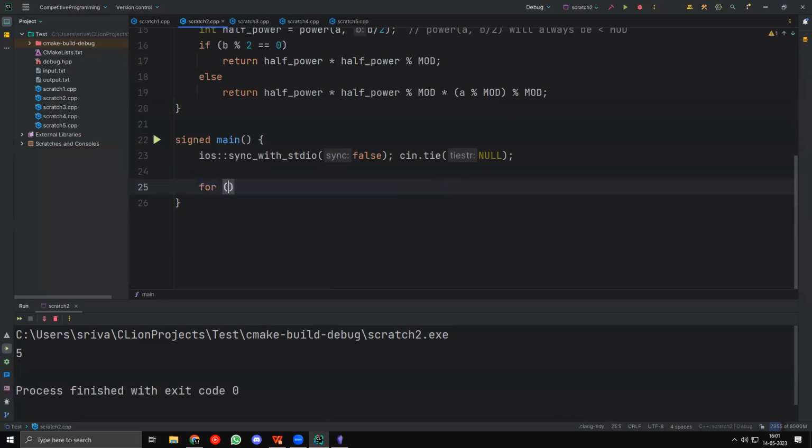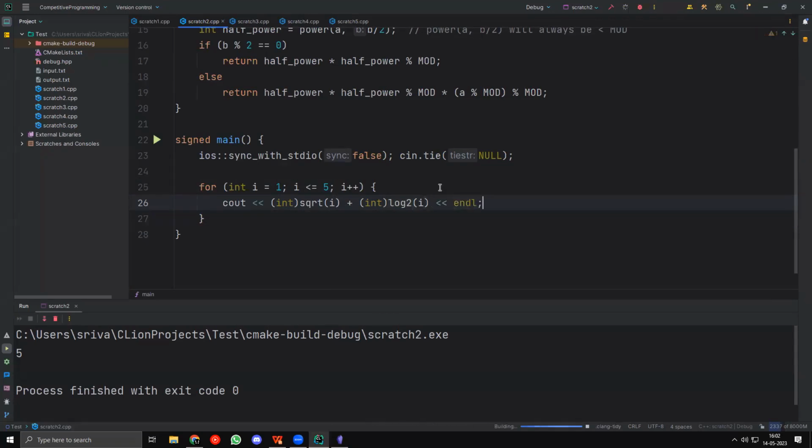Let me just say for int i equal to 1, i less than or equal to 5, i plus plus. Now I'll output a completely random pattern. So let's say I output int square root of i plus int log 2 of i. And let me run this.